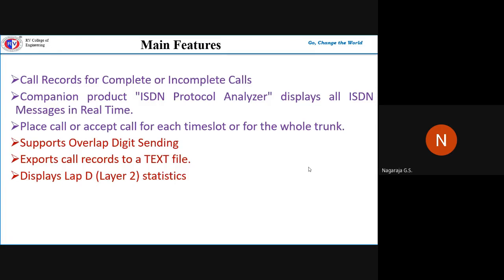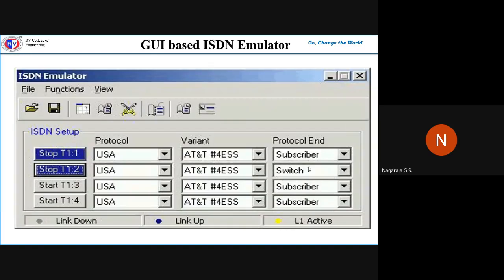You can place or accept a call for each time slot or for the whole trunk. It supports overall digit sending details. It exports call records to a text file. It displays LAPD layer 2 statistics as well. These are some of the things that this particular protocol analyzer is going to provide you.